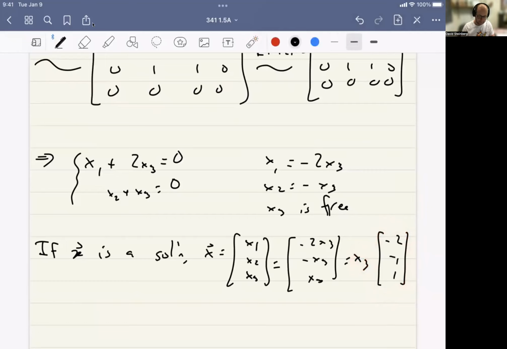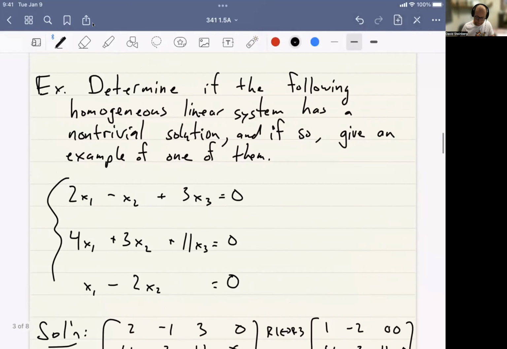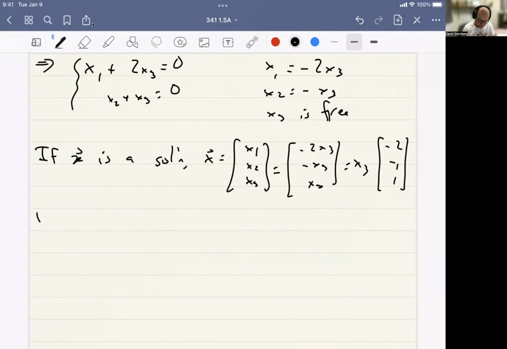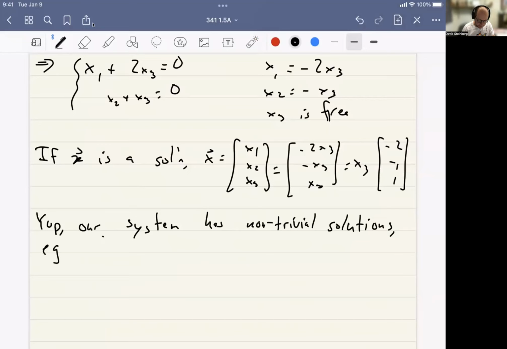Okay, so then, so what? So what were we asked to do again? Always a good question. Determine if it has a non-trivial solution. Yes, so the answer is yep. Our system has non-trivial solutions. Oops, a little messy. Solutions. And then pick your favorite example. I'm going to pick the absolute boringest one, -2, -1, 1. It's a non-trivial solution.